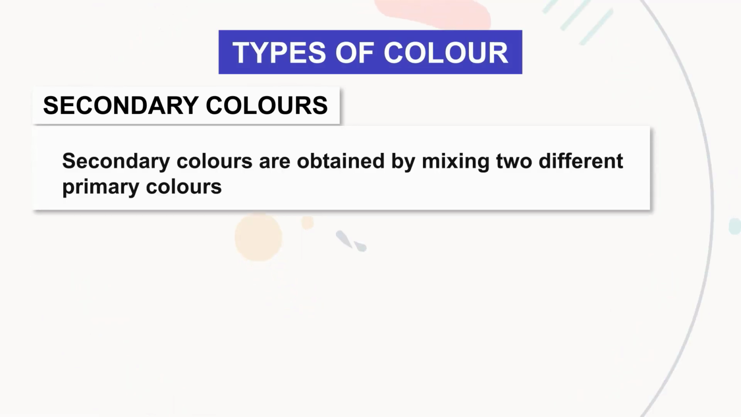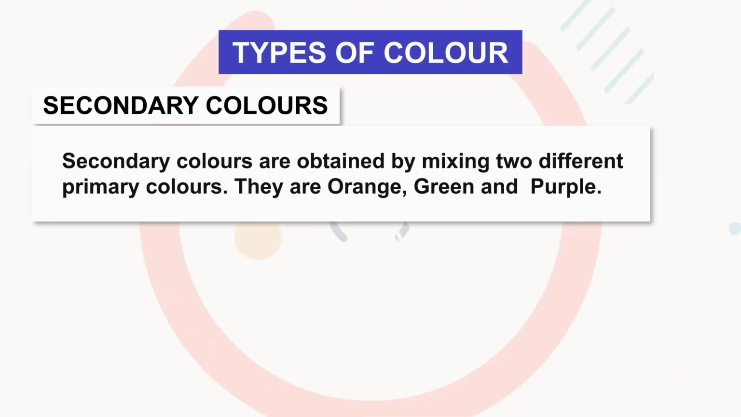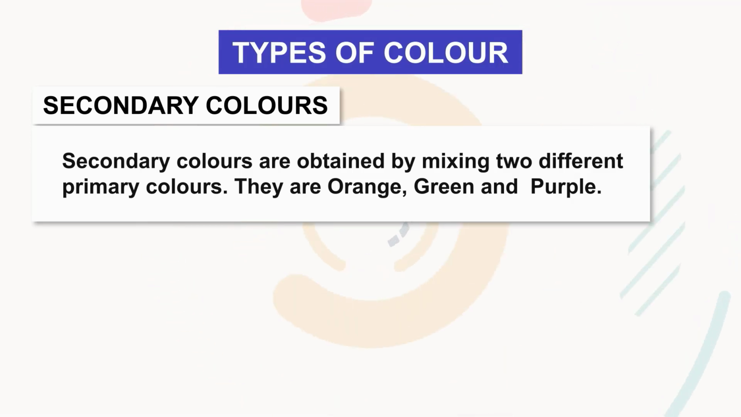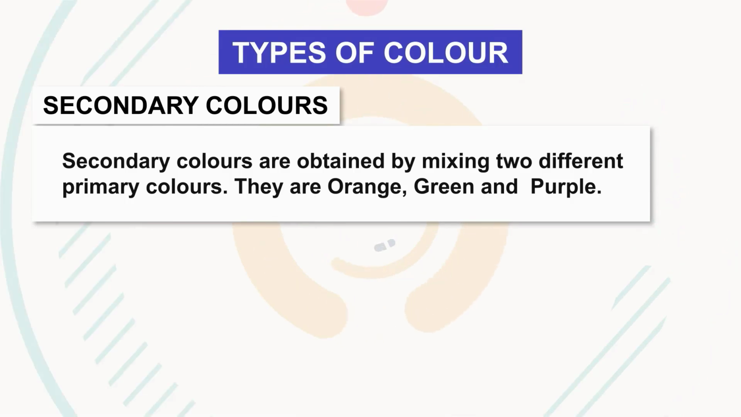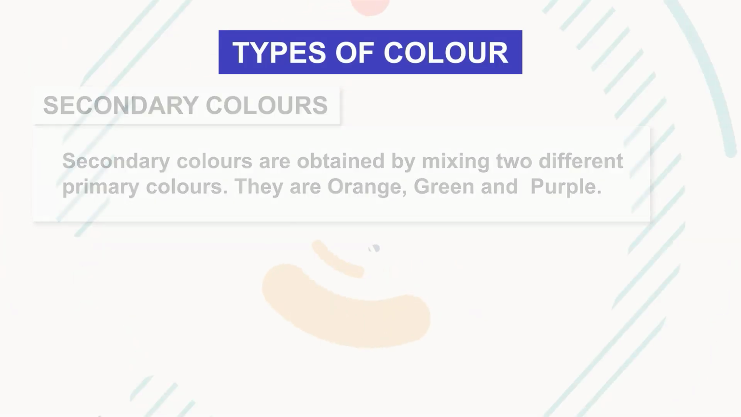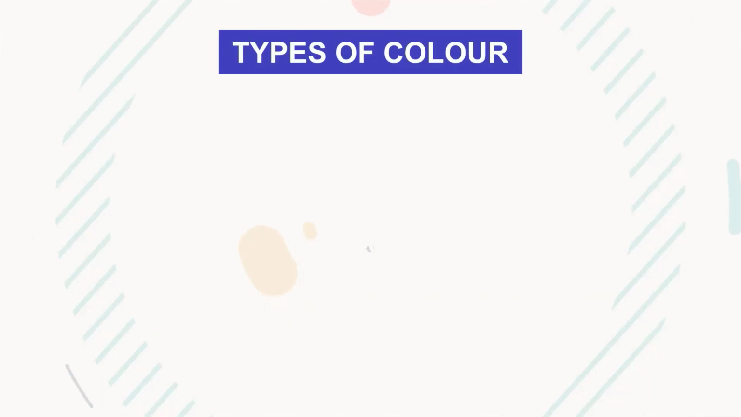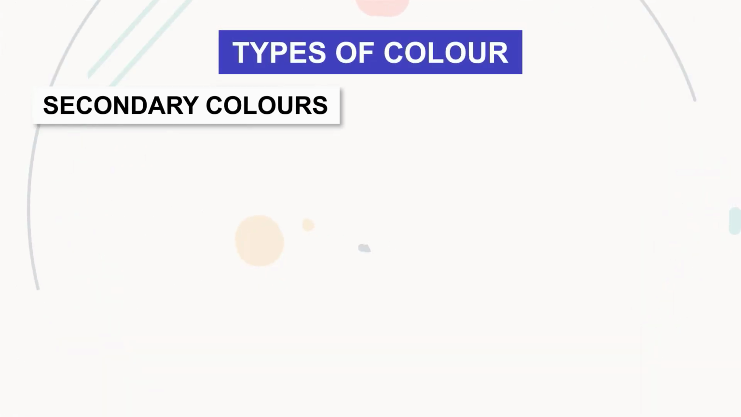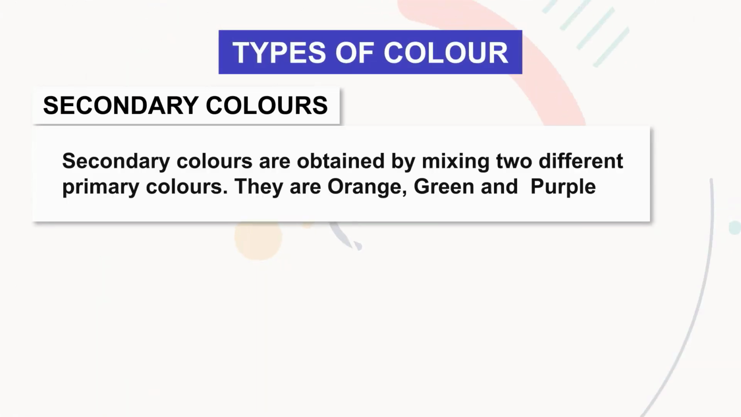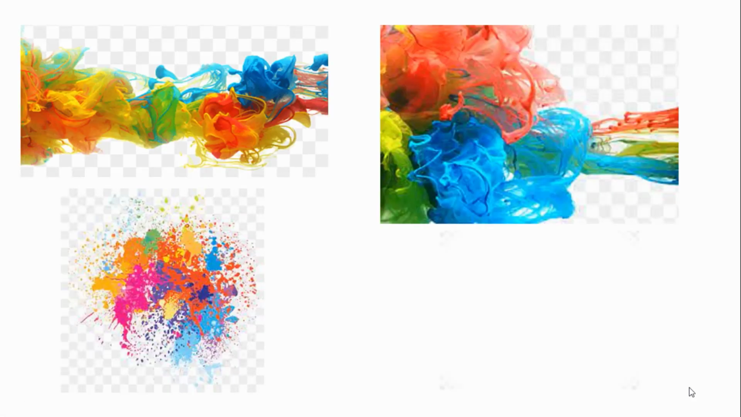Secondary colors. Secondary colors are obtained by mixing two different primary colors. They are orange, green, and purple.